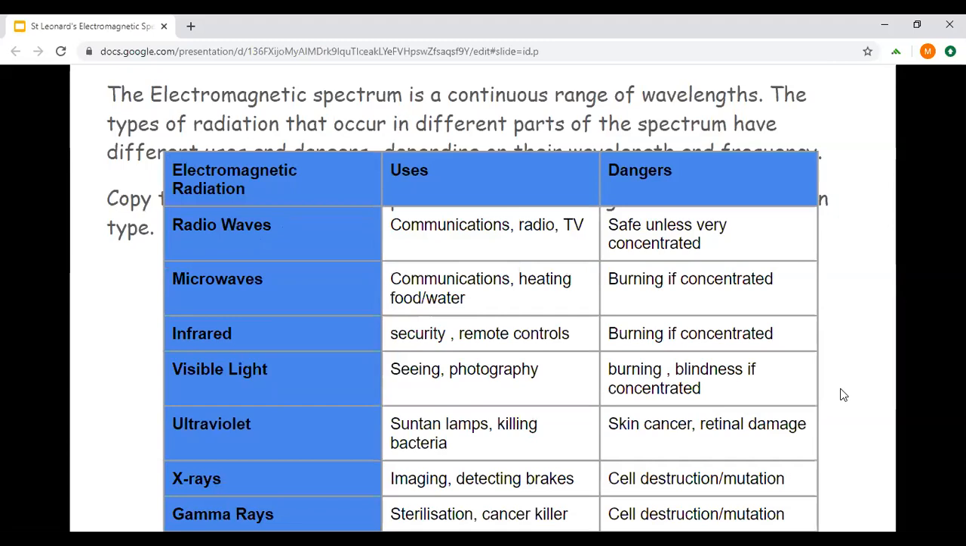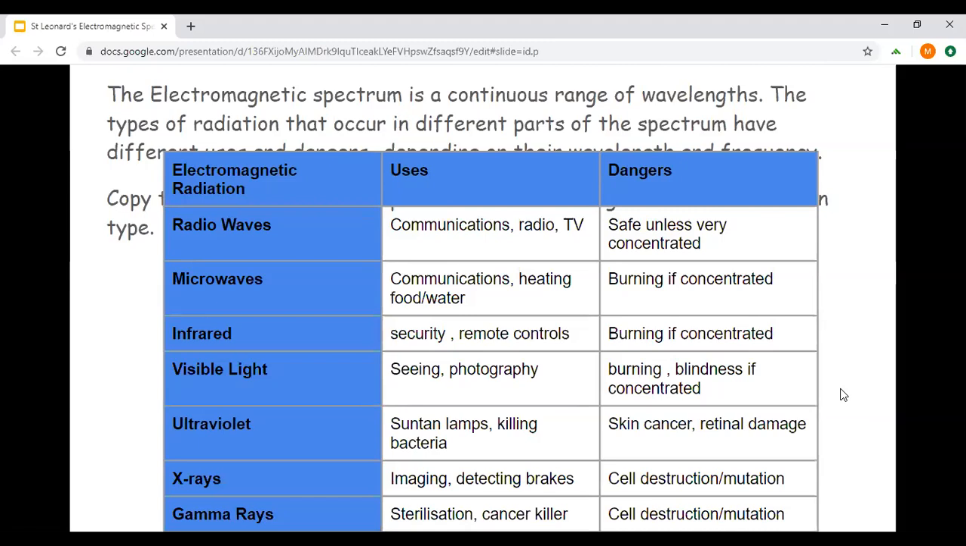Okay, so hopefully you paused the video there, copied down the table, and have got at least one for each of these. So radio waves, they're used in communications, radio, TV, and they're normally safe unless they're very, very concentrated. Microwaves, again, they're used in communication and heating food and water, and they can burn if they're concentrated. Infrared, security devices, remote controls for your TV, things like that. Again, they can burn if they are concentrated.